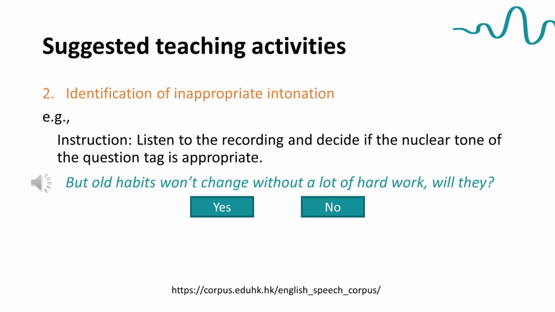The second activity is identification of inappropriate intonation. You may provide students with recordings of sentences that are considered inappropriate in the use of intonation, either from their peers or learners from accessible corpus data, and then ask them to decide whether the intonation is appropriate or not. This type of analytic task may encourage students to apply the rules they acquired, and strengthen their understanding of the rules.